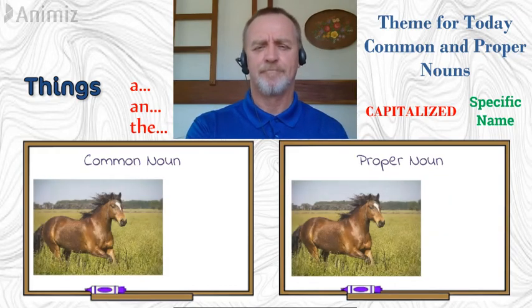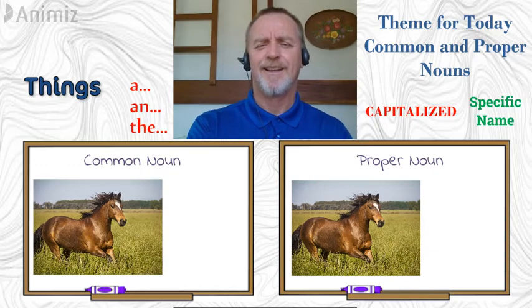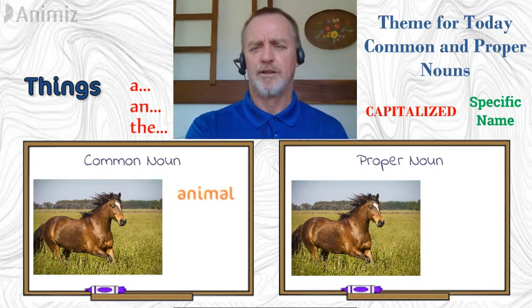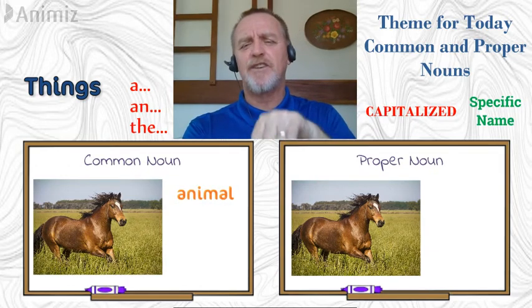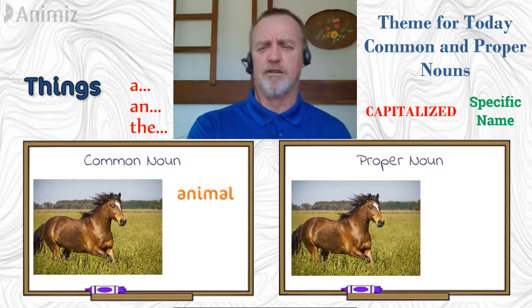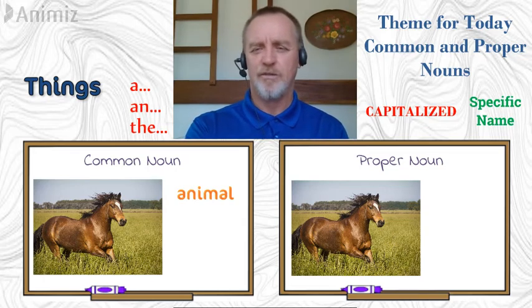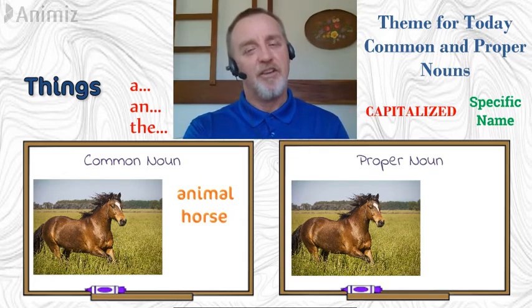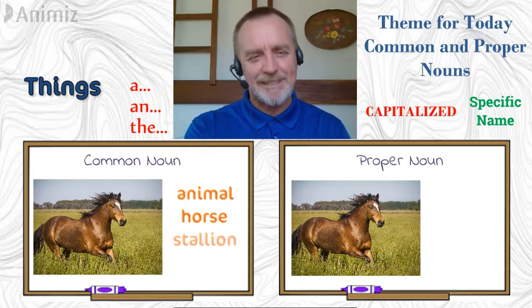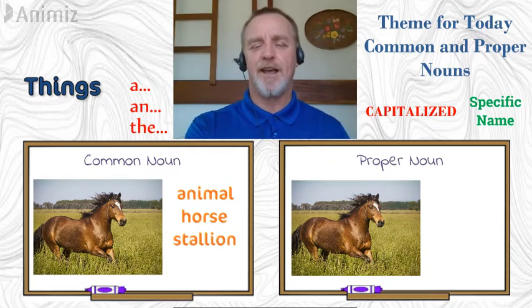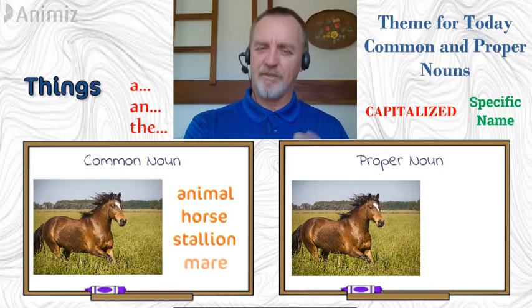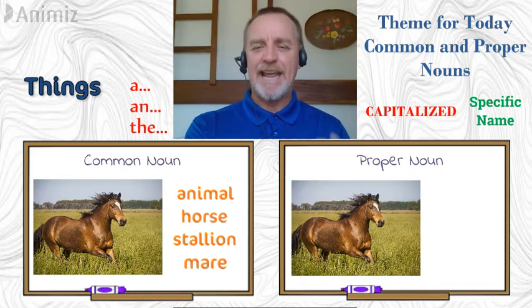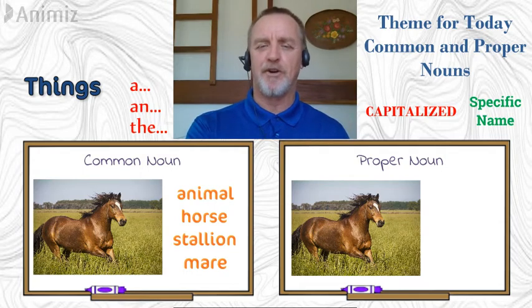One more thing. Here it is. An animal. So what is the specific name of this animal? No, it is not horse. Horse is a common noun. The male is a stallion. The female is a mare. Now, if you want to name the horse, then the name becomes a proper noun.